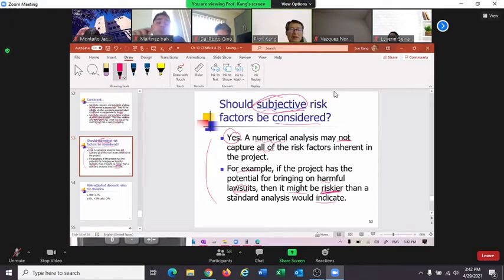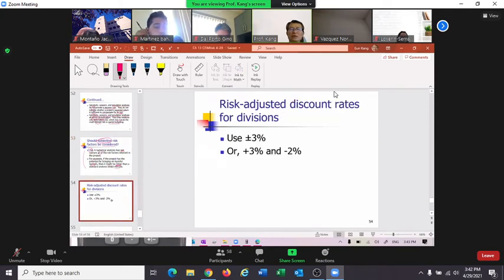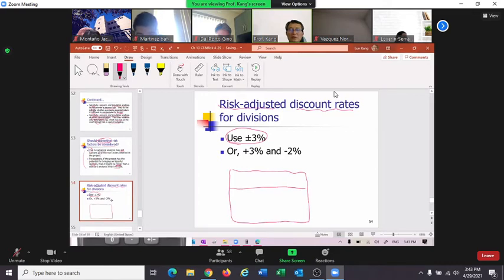And then, more practically, how to use those risks we measured when you evaluate the project. We may use risk-adjusted discount rates for divisions. Let's say we use plus or minus 3. This is more practical and can easily be on the exam.